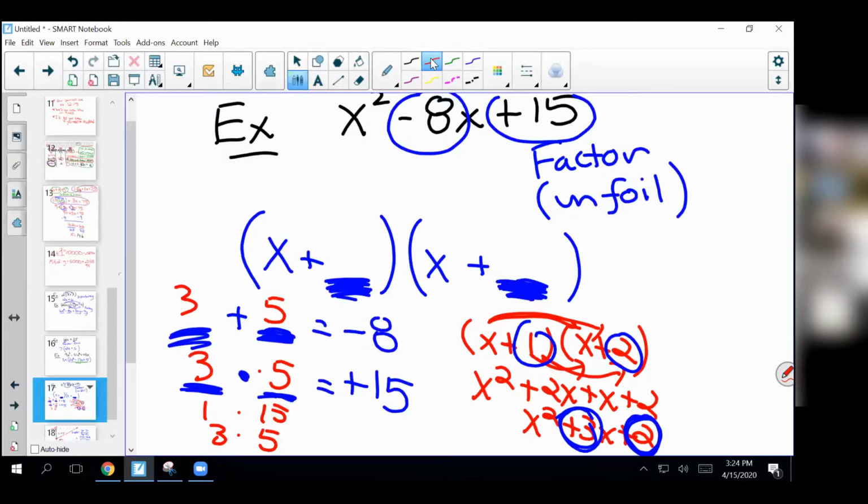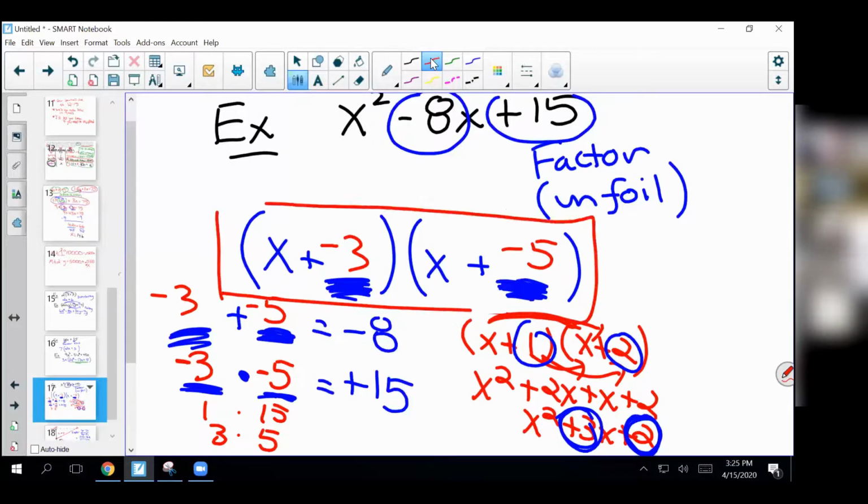What you can do is just flip the sign of both of them, because -3 times -5 still multiplies to +15, and it adds to -8. So that's actually the answer. We just fill these in, and you could write this as x minus 3 and x minus 5, but this is fine too. There you go. We've now factored this one. Let me just do one more example, and then I will let everybody go and stop the video.